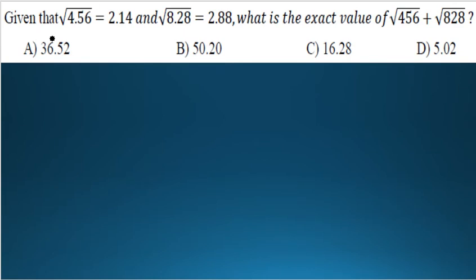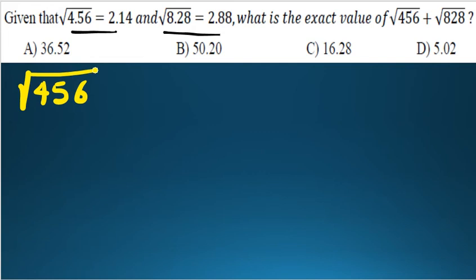The first question here says the square root of 4.56 is given, and the square root of 8.28 is also given. And then we are asked to find the square root of 456 plus radical 828.